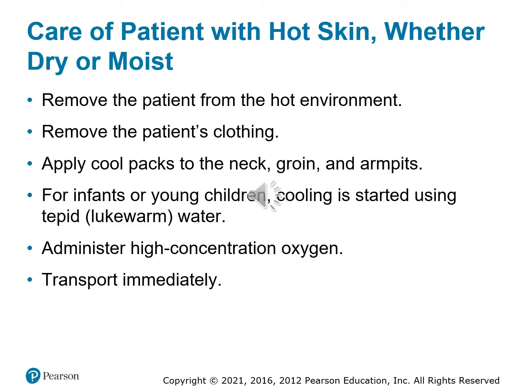And then what's our care for these patients? Like we talked about, first and foremost, in all of these scenarios, remove your patient from the environment. So in this situation, remove them from the hot environment. Get them into your air-conditioned ambulance, or at a minimum, get them into a shaded area so that the cooling process can start. Remove the patient's clothing, and then you can apply cool packs specifically to their neck, groin, and armpit areas. This is going to be the fastest way to get the cooling process to occur is by utilizing these areas.